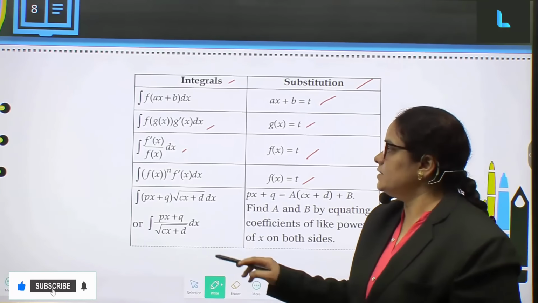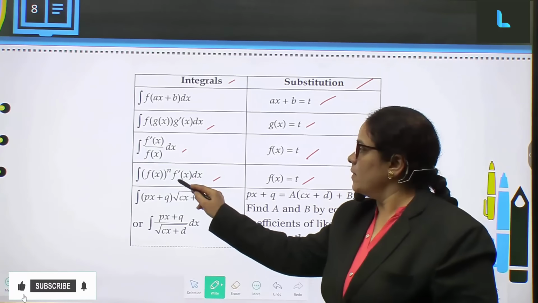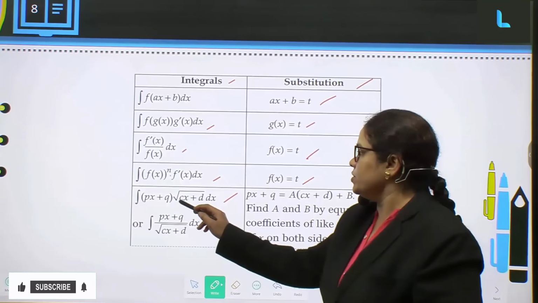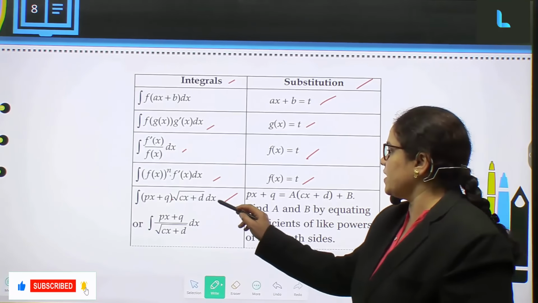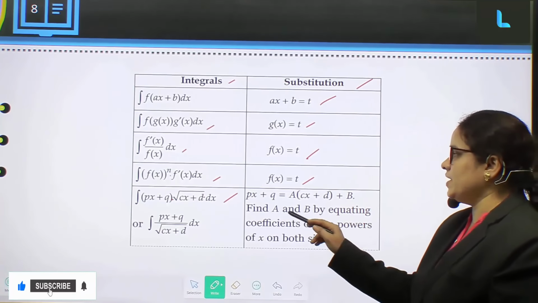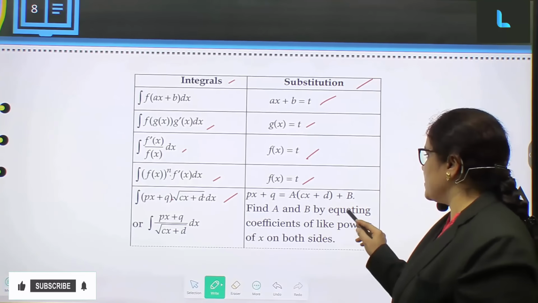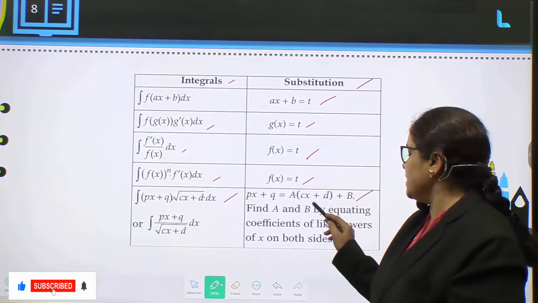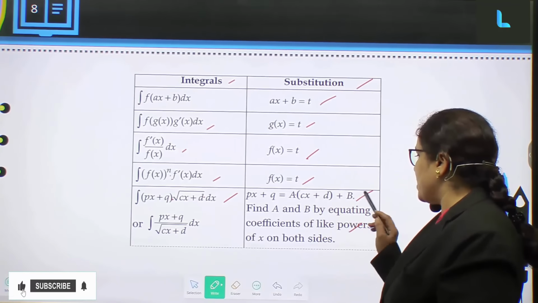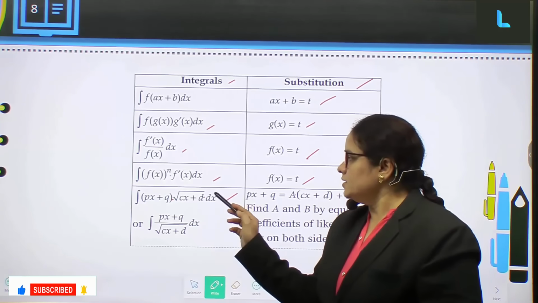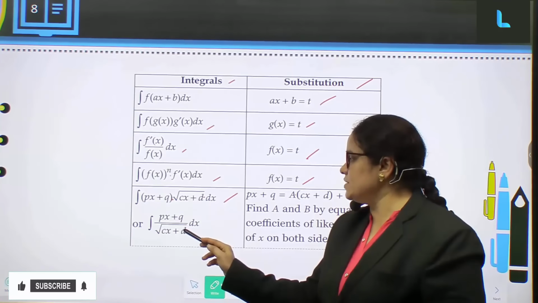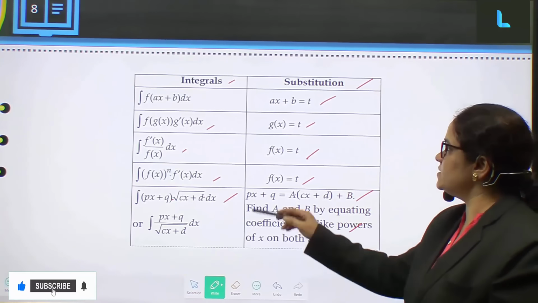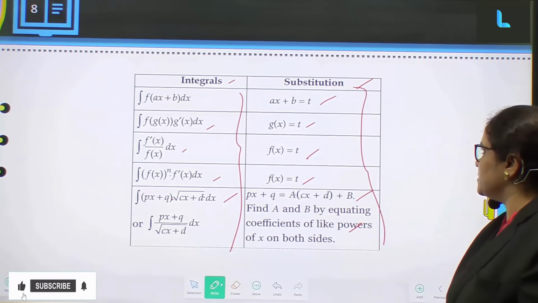Next, f of x equal to t, for the integral of f of x whole power n into f dash of x into dx. Next is integral of px plus q into square root of cx plus d into dx. Here the substitution is px plus q equal to a into cx plus d plus b. Find a and b by equating coefficients of like powers of x on both sides. Or the integral can also be written as integral of px plus q by square root of cx plus d into dx. These are the integrals and these are the substitution methods.